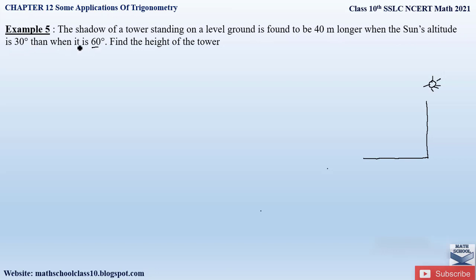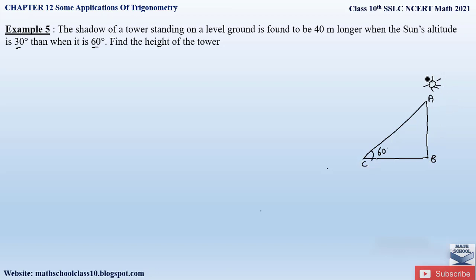We have two angles here, 60 degree and 30 degree. When the sun's altitude is 60 degree, there is some length of shadow. So at this point the angle is 60 degree. Let us name this tower as AB and this point as C.